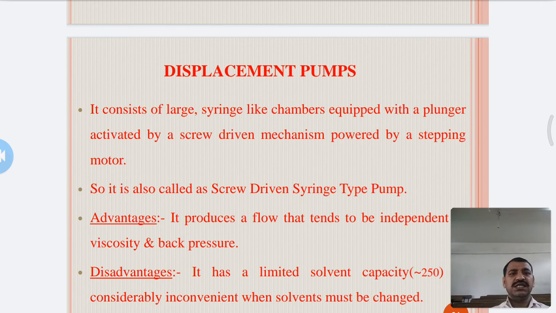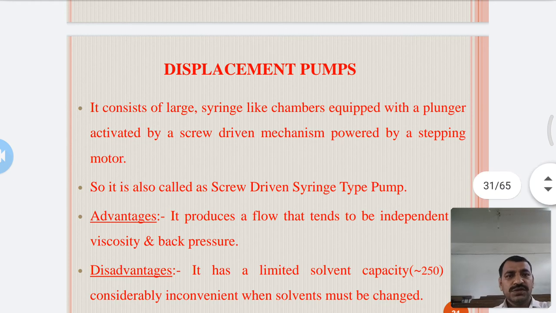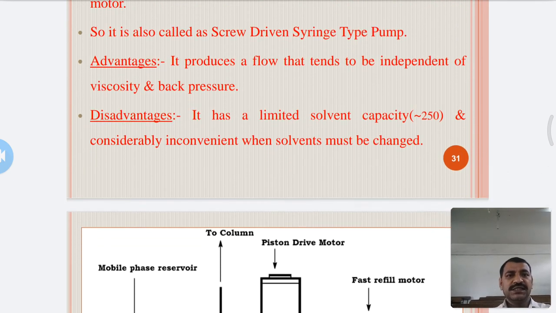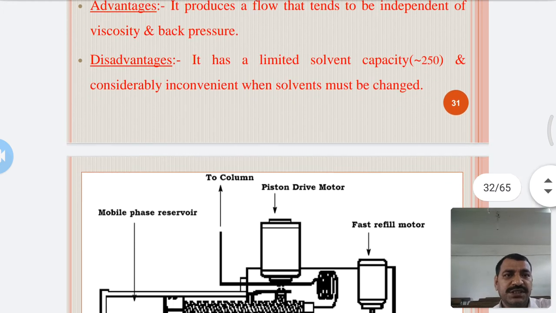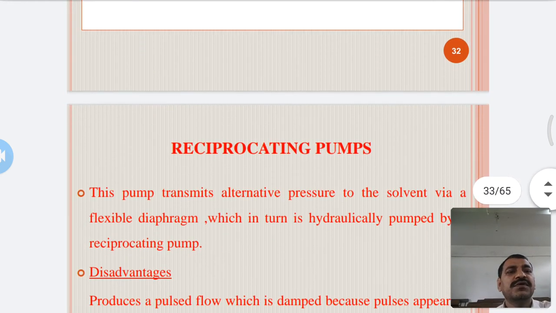There are some advantages and some disadvantages of this displacement pump. First of all, the advantages. What are the advantages of the displacement pump? It produces flow that tends to be independent of viscosity and back pressure of the mobile phase. And the disadvantages: it has a limited solvent capacity of about 250 microliters, and it is considerably inconvenient when the solvent must be changed. So these are the disadvantages of the displacement pump.